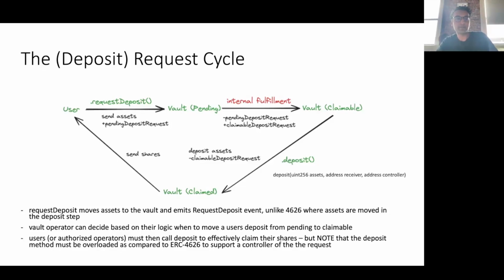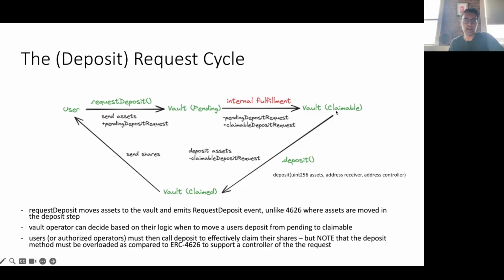So in that process, to make it easier on the user, instead of having the user just sit there, monitor this thing, and refresh their page for weeks, you can delegate and authorize a controller. This could be another protocol, it could be an integrator, and that integrator can then control your request so that it makes it way easier for the user to manage that. And to properly support that added UX benefit, we have to overload the deposit function to allow for this address controller to make that deposit, not just the user or the receiver.